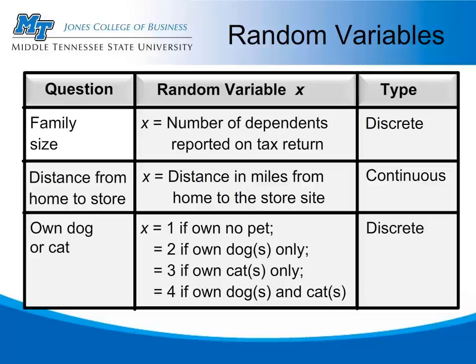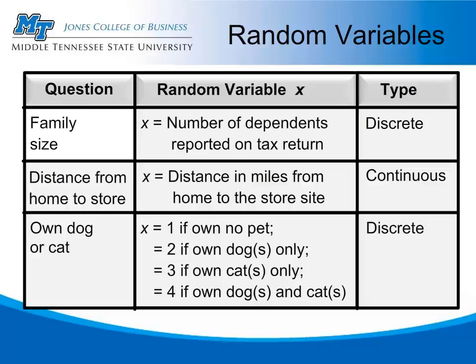Now, these are examples of different random variables. The number of dependents that's reported on a tax return could be 0, could be 1, could be 2. But you're not going to come up with 3.874 as a number of dependents, so this is discrete. But the distance from the home to the store, it could be 1 mile, it could be 2 miles, could be 1.38756 miles. But you can measure it finer and finer and finer, so that would be a continuous type of random variable.